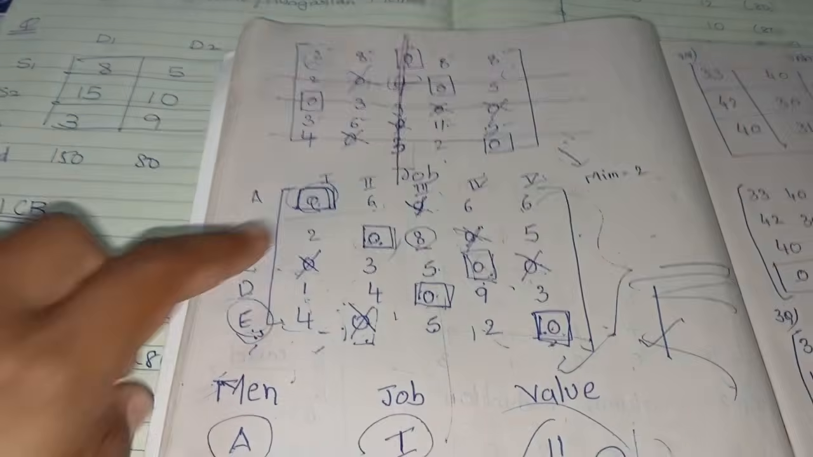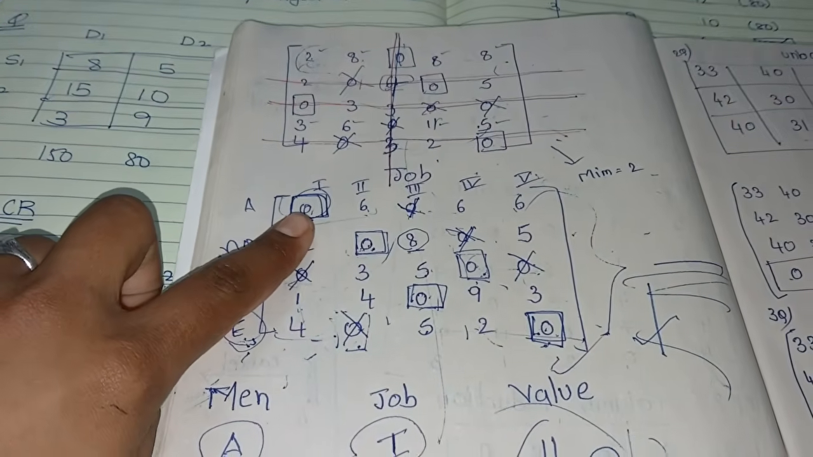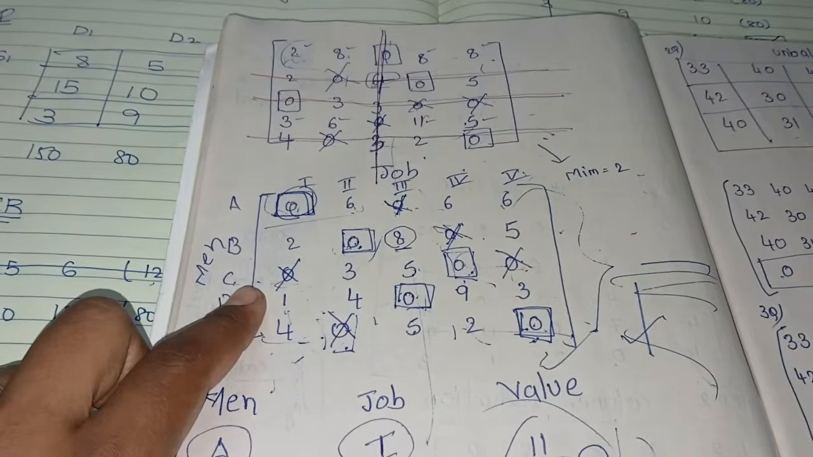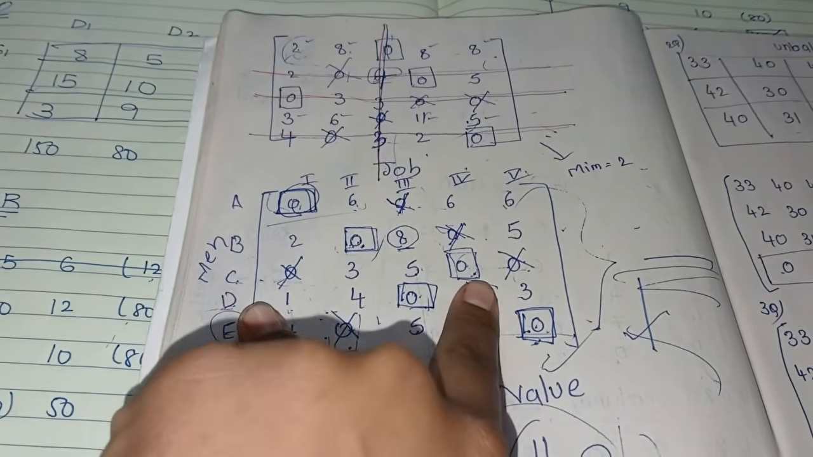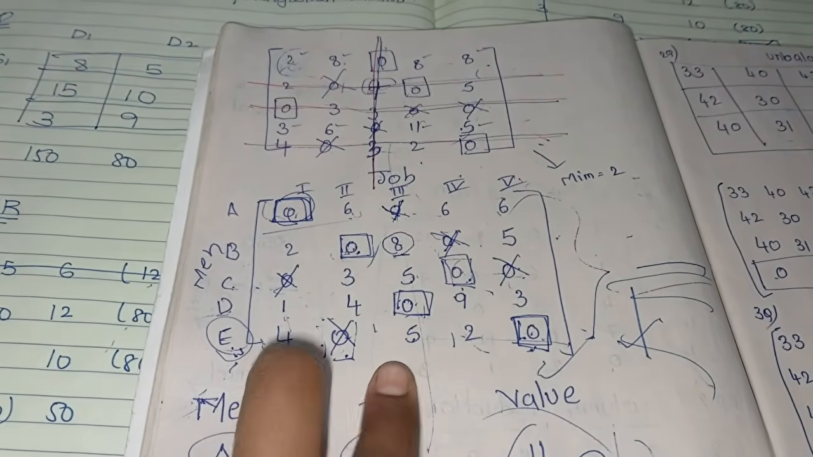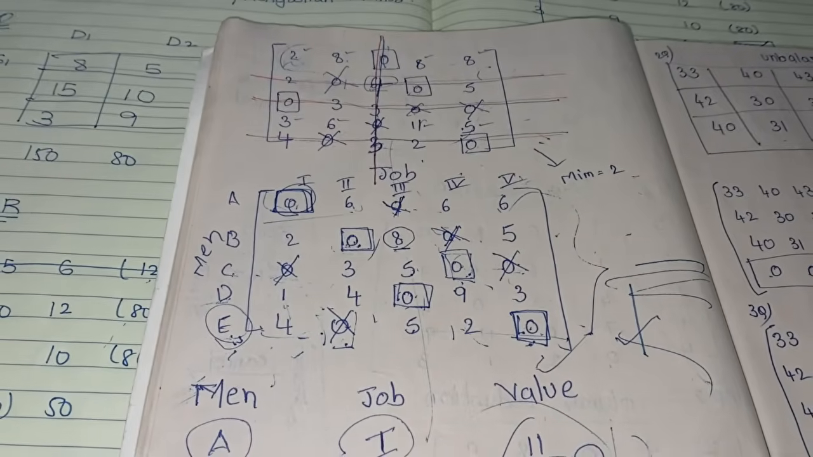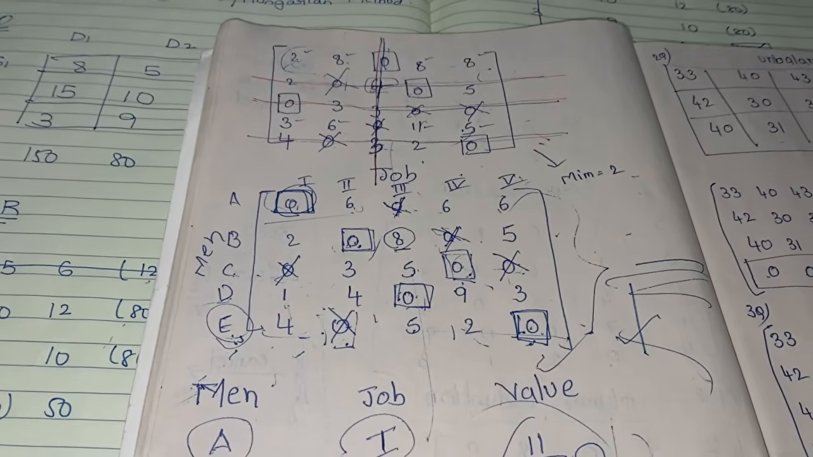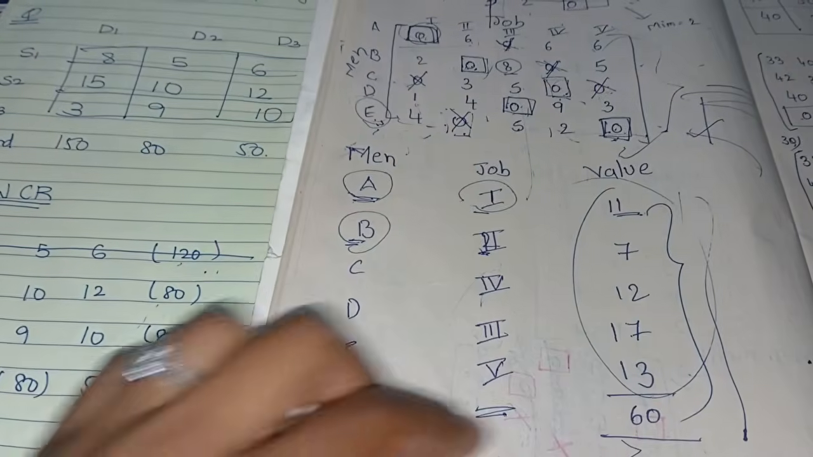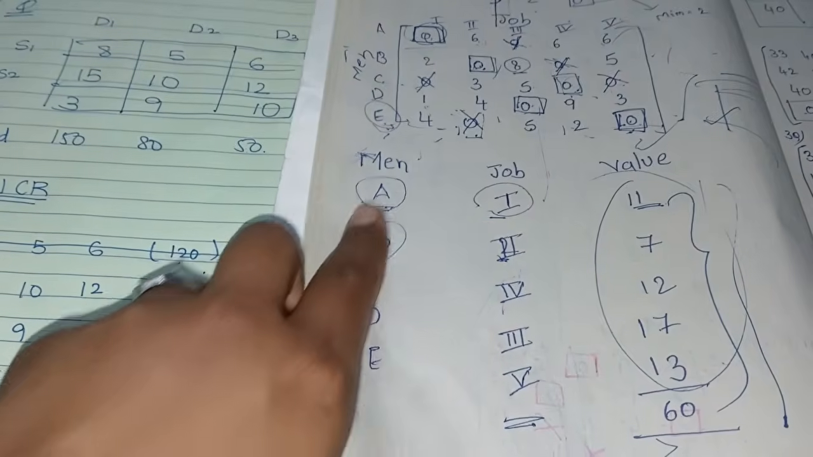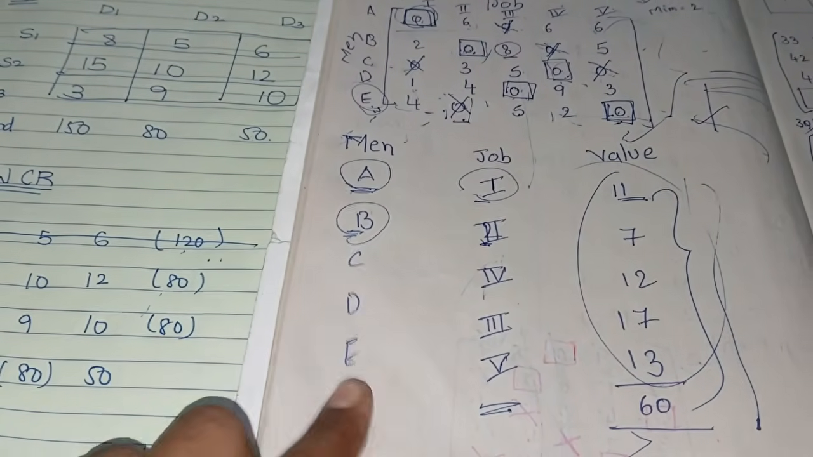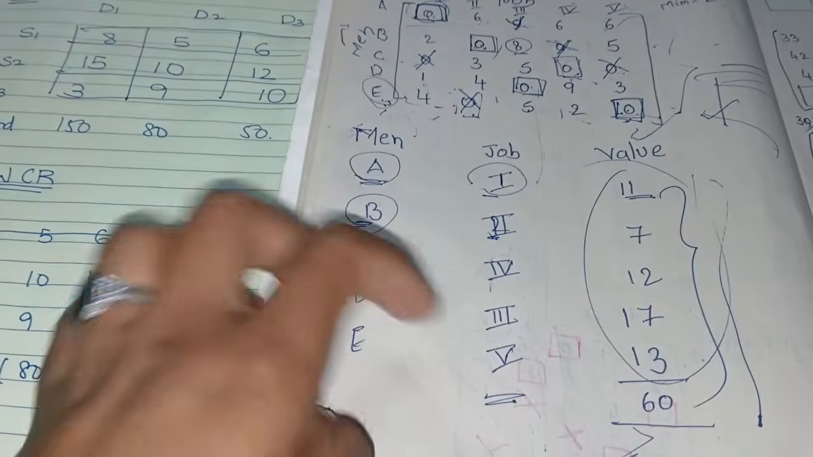See here, person A is eligible for the first job, B is eligible for the second job, C is eligible for the fourth job, D is eligible for the third job, and E is eligible for the fifth job. Like that you need to consider everything. So A is eligible for 1, B for 2, C for 4, D for 3, and E for 5.